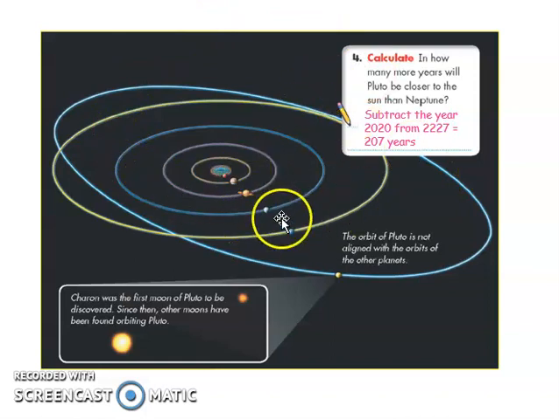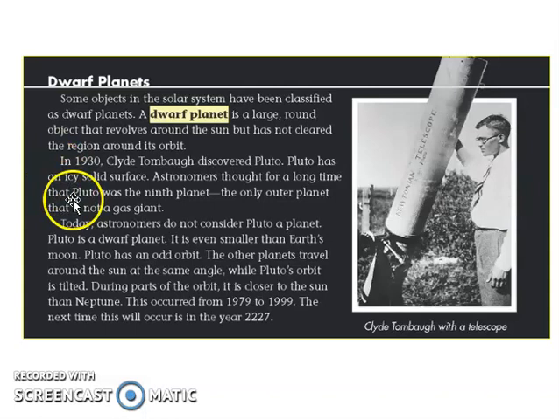So try to look at this illustration. This has the same pattern. But the dwarf planet has a different region. It looks like this blue orbit here. Okay? Another information about dwarf planet is this one. In 1930, Clyde Tombaugh discovered Pluto. Pluto is one of the first dwarf planets that was discovered.